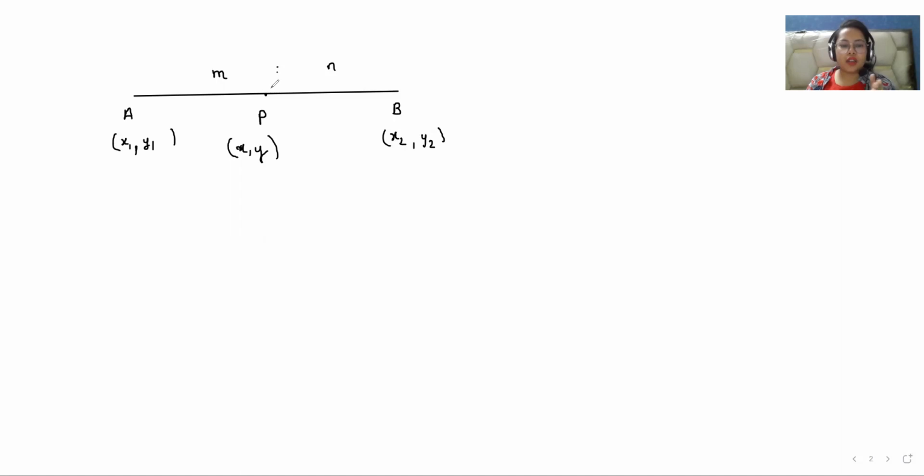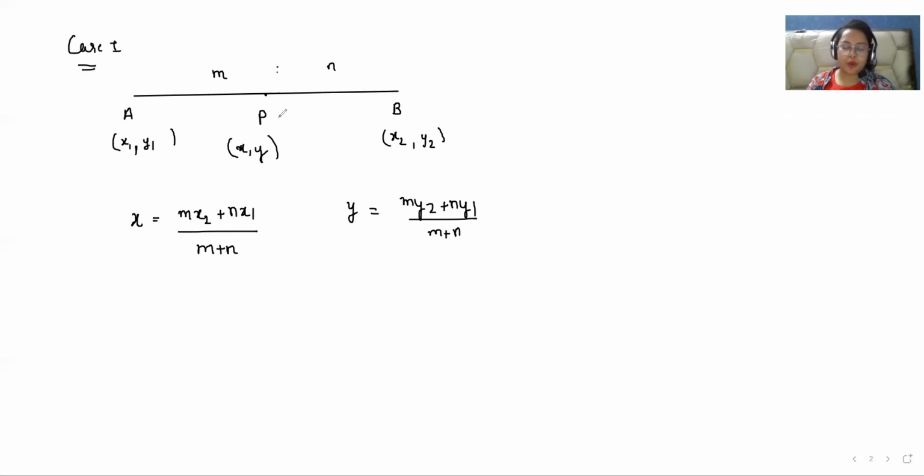Section formula shows how a point divides a line into 2 parts or more than 2 parts. So how can you find the coordinates of P? For the coordinate of x, you have to use the formula mx2 plus nx1 over m plus n. And for y, you have to apply the formula my2 plus ny1 over m plus n. This is case 1, if you have to find the coordinate of point P.